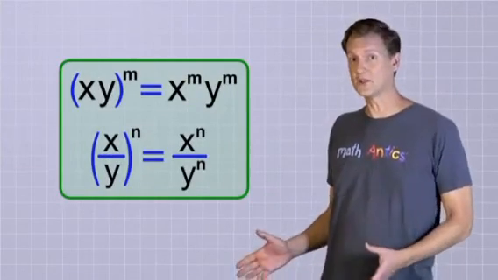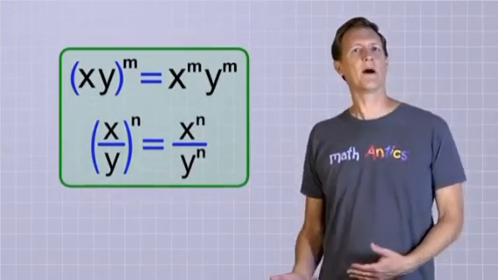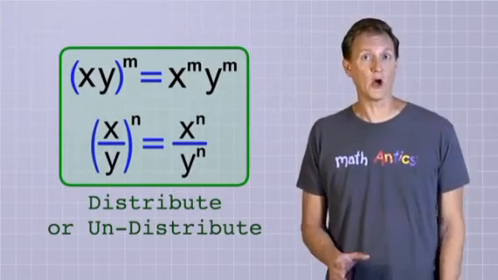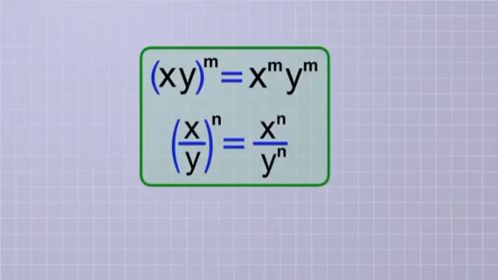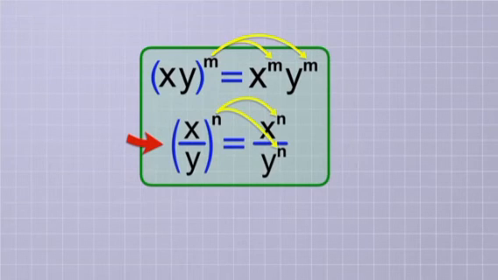It turns out that these laws aren't about simplifying exponents, they're about how you can distribute or undistribute a common exponent to different bases. The first law shows this group, x times y, that's being raised to the power of m, and it says that you can rewrite it as x to the m times y to the m. In other words, you can distribute the exponent to each factor in the group. And the second law shows the group, x divided by y, that's being raised to the power of n. And it says that you can rewrite it as x to the n divided by y to the n. In other words, you can distribute the exponent to each part of the fraction.